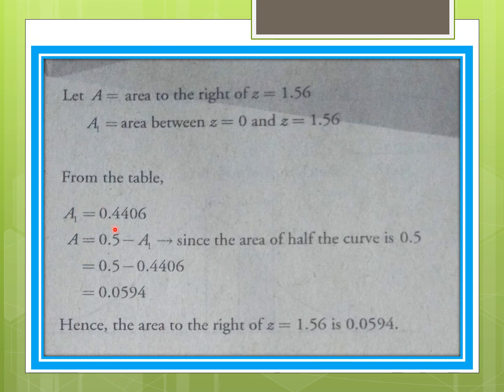Okay, next. Subtract that from 0.5. So, saan galing si 0.5? Yun yung area ng half of the normal curve kanina sa graph natin. So 0.5 minus 0.4406. So the area now will be 0.0594. So the area to the right of z = 1.56 is 0.0594. Did you get it, class?